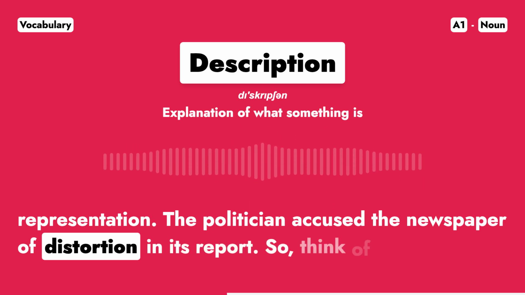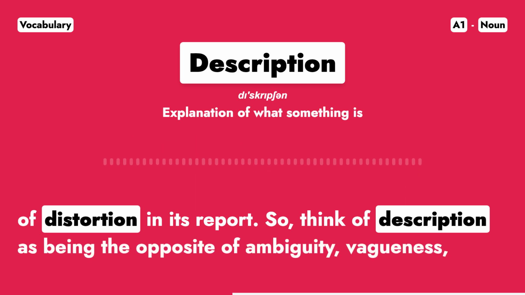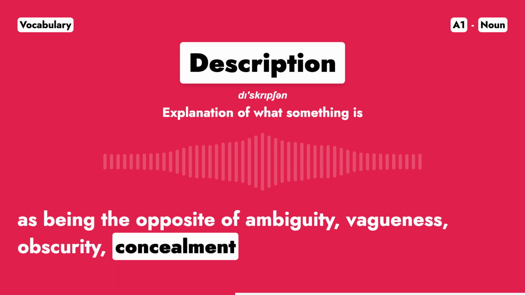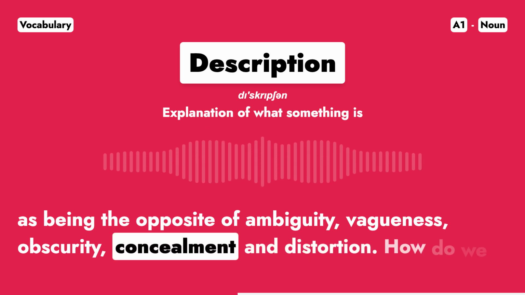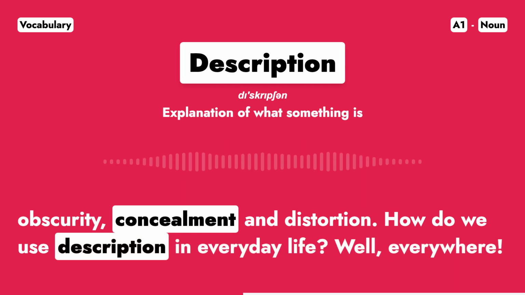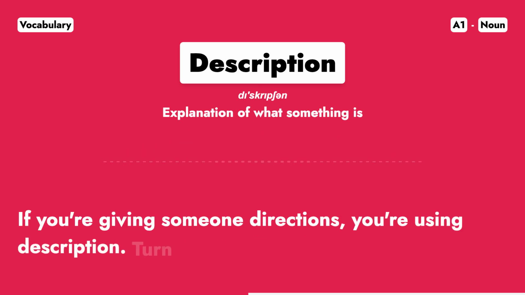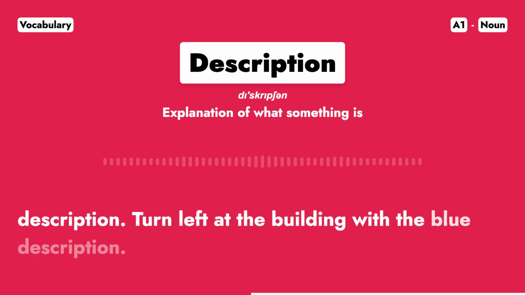So, think of description as being the opposite of ambiguity, vagueness, obscurity, concealment, and distortion. How do we use description in everyday life? Well, everywhere. If you're giving someone directions, you're using description. Turn left at the building with the blue door.